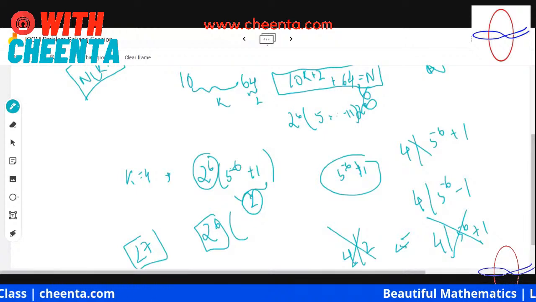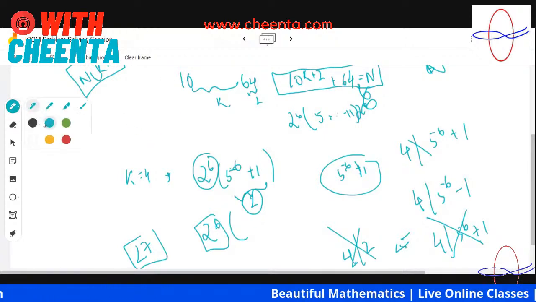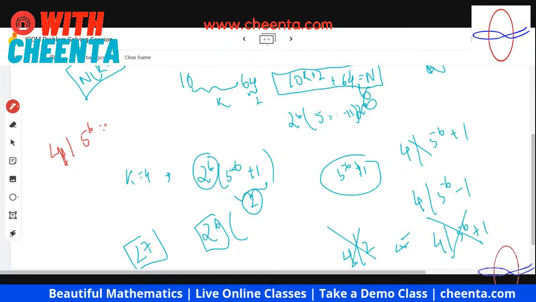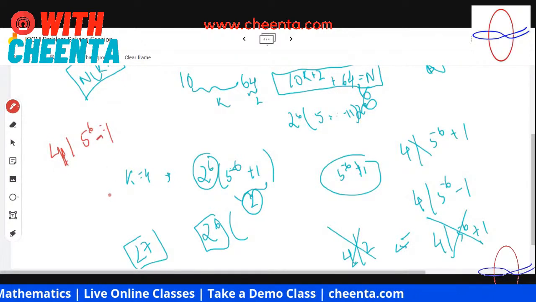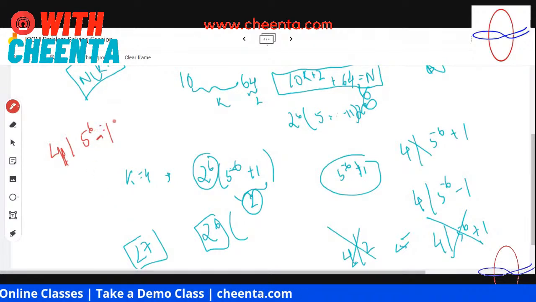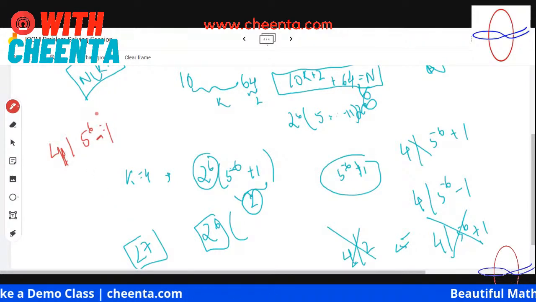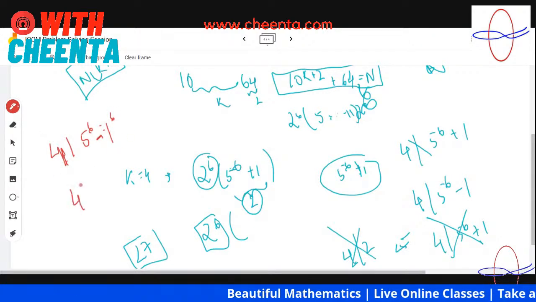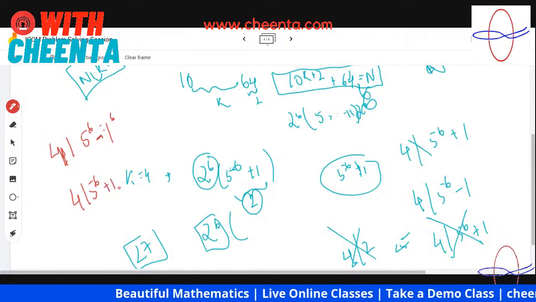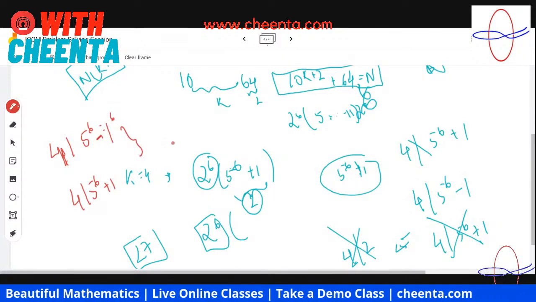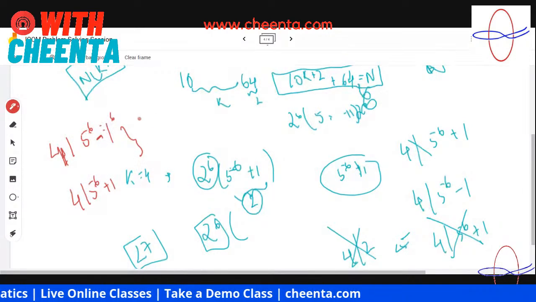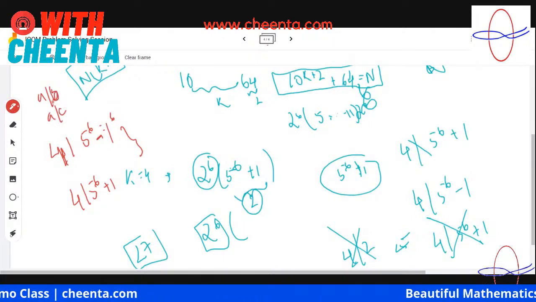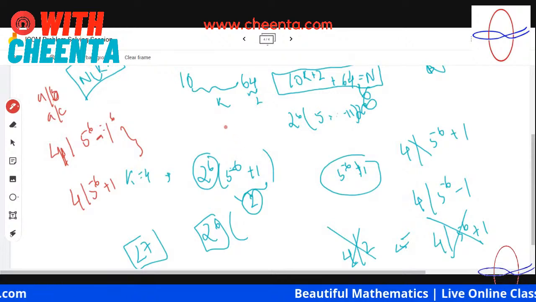Sure. So all of you know that 4 divides 5 to the power 6 minus 1, right? A minus B divides A to the power n minus B to the power n. So you know this. So let's assume that 4 divides 5 to the power 6 plus 1. So if you combine these two, what do you get? If you add these two up, if A divides B and A divides C, then A must divide B plus C, right? So we are using that same property.